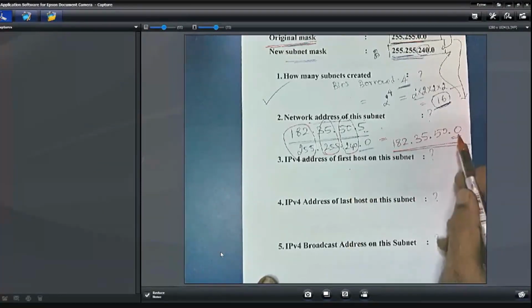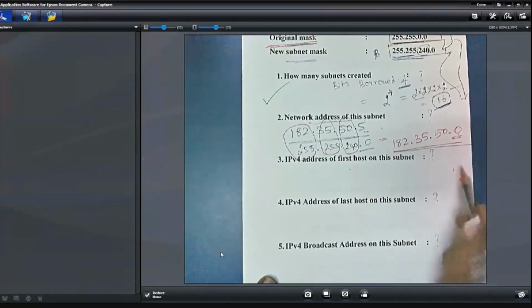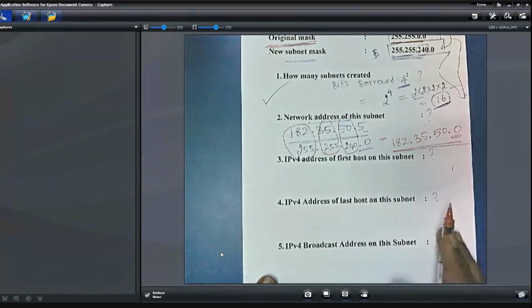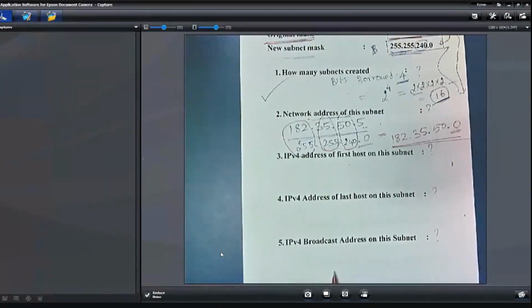You have to make the last bit 1. The formula for the last host: you make everything 1 except the last bit 0. And what is the broadcast IP address? The broadcast IP address, make everything 1 in the host part. Come on, do it.